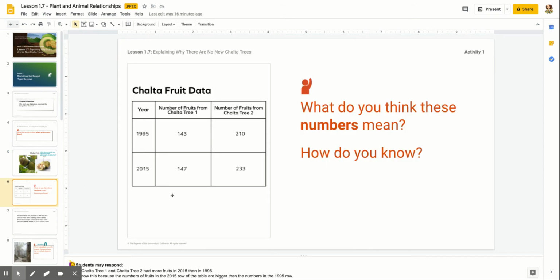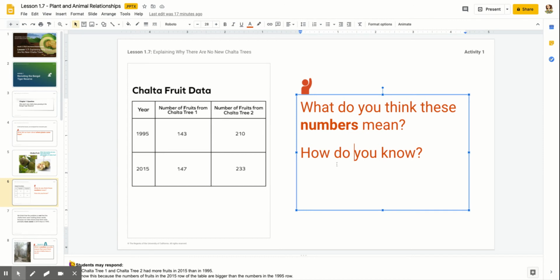So here is the information that we took from the maps that day. We noticed that in the year 1995, there were 143 fruits. And in the second chalta tree, we learned that there were 210. And then in 2015, we learned that there were 147. And then in the second chalta tree, we learned that there were 233 fruits.